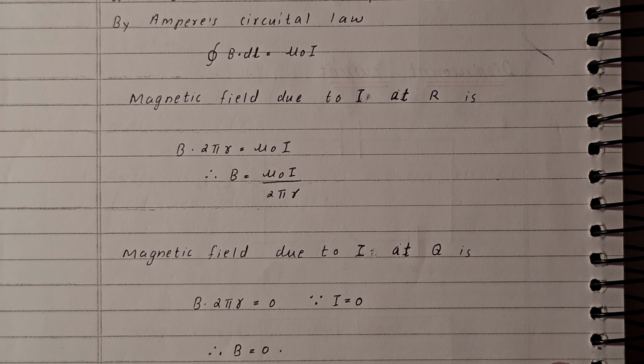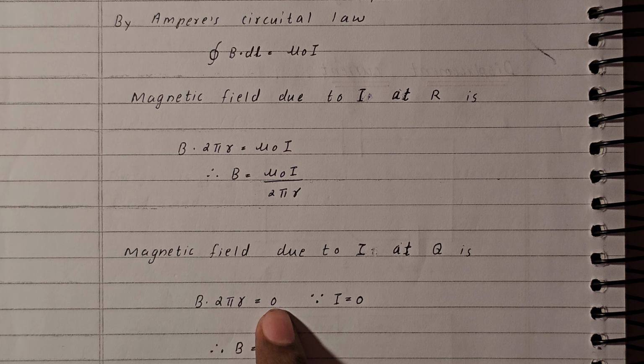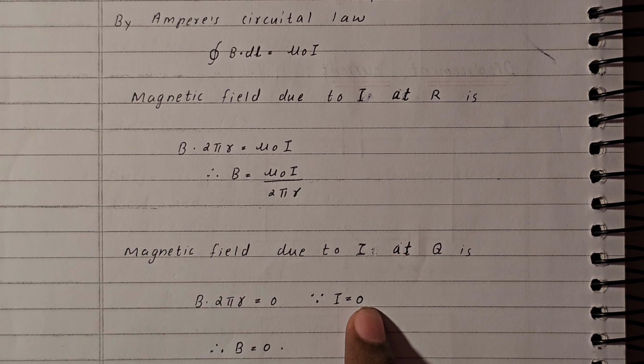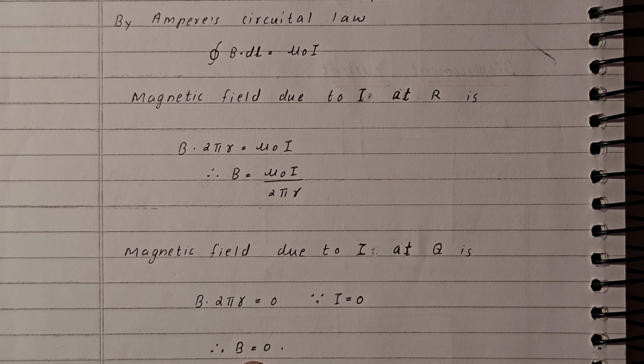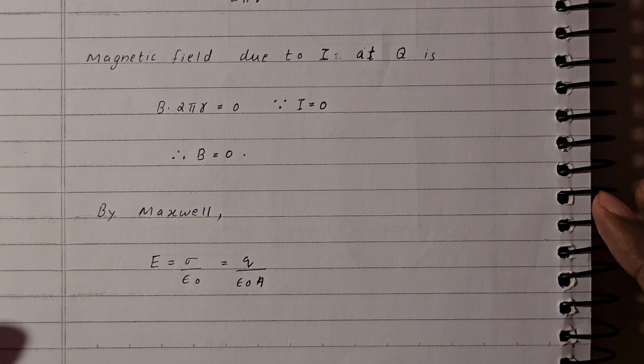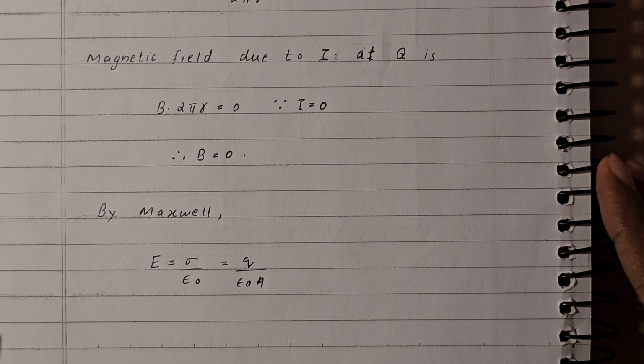Magnetic field due to current at P is B into 2 pi R is equal to 0, since current is 0. Therefore, magnetic field B is equal to 0. But when we place a compass near the capacitor, it will deflect. So there exists an inconsistency.